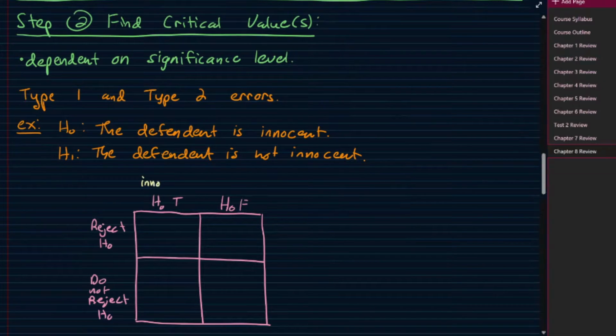So this is our innocent column. This is our guilty column. And this column is basically we convict them. We put them in jail. And this one we acquit, which means we don't put them in jail. Sorry, I made it a little bit clearer now. So the top left box represents an innocent person that we put in jail anyway. This is what's called a type 1 error.